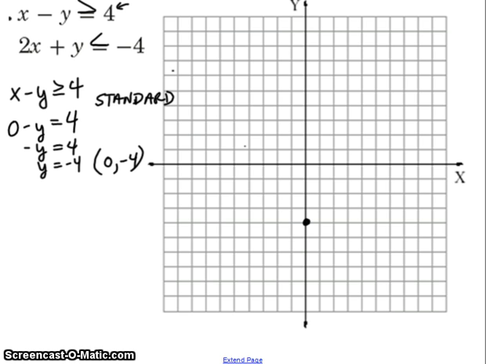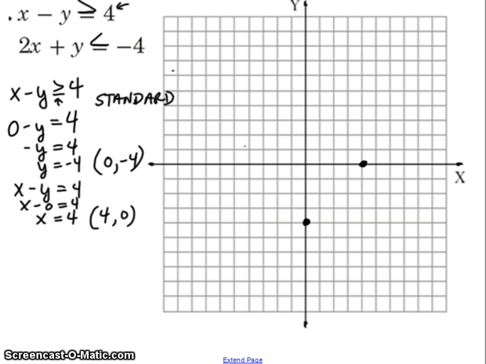I'll plot a point. I also have to find the x-intercept for this graph. So x minus y equals 4. Changing this to equals just for graphing it, I plug in 0 for y, and I get x equals 4. So 4, 0 is my second point for the line. Now I have two points, and I'm going to draw a line through them.